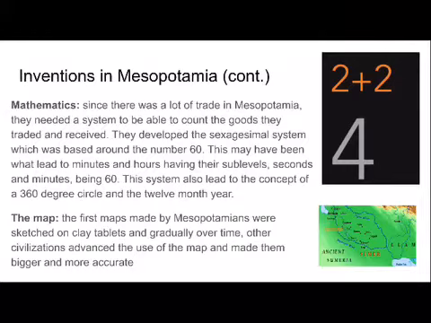They developed the sexagesimal system, which was based around the number 60. This may have been what led to minutes and hours having their sublevel, seconds and minutes, being 60. This system also led to the concept of the 360-degree circle and the 12-month year. So yeah, maybe they did contribute to advanced mathematics being a thing.